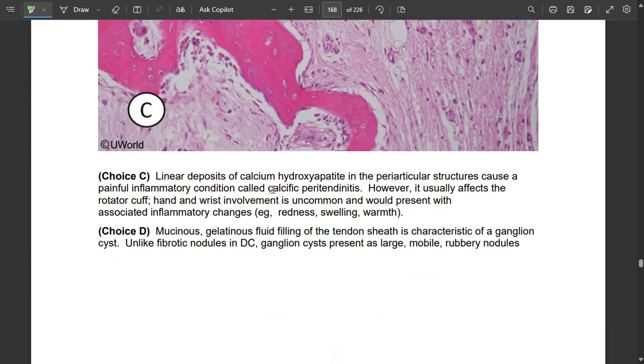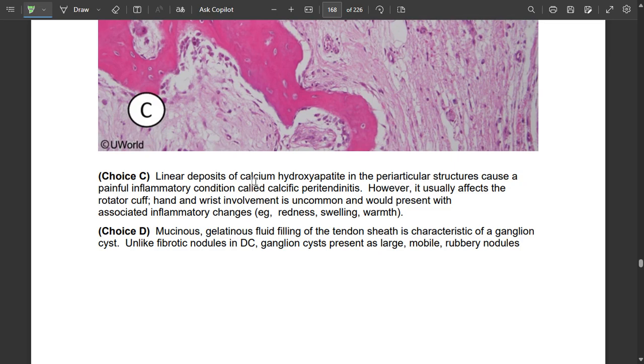Linear deposits of calcium hydroxyapatite in the periarticular structures cause a painful inflammatory condition called calcific peritendinitis. So if there is calcium hydroxyapatite deposition in the periarticular structures, it causes a painful inflammatory condition called calcific peritendinitis. However, it usually affects the rotator cuff.